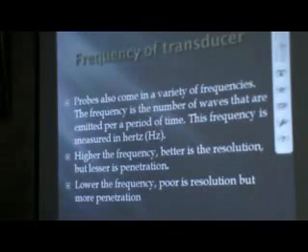For superficial organs, we use 7 to 10 megahertz probes. For eye examination at ultrasound, we use a probe with frequency between 10 to 15 megahertz. So higher the frequency, lesser is the penetration, and more is the resolution. And lower the frequency, less is the resolution, but the penetration is more. So low frequency probes are used for examination of the deeper structures.